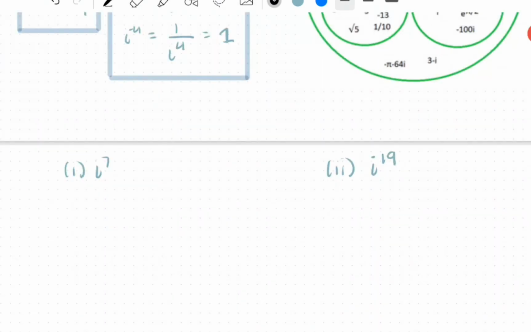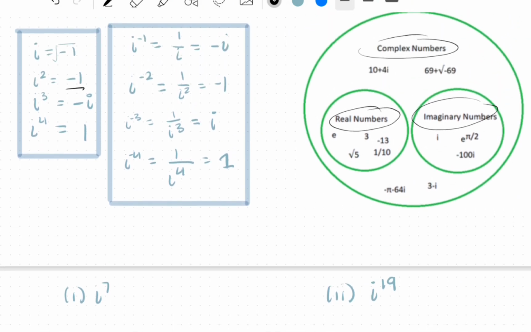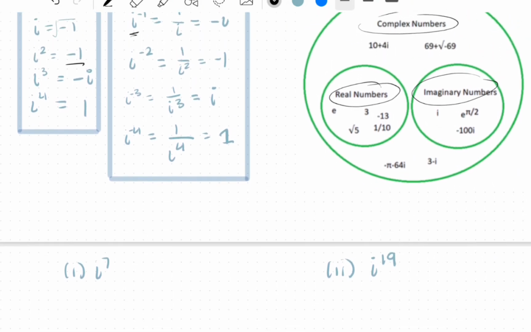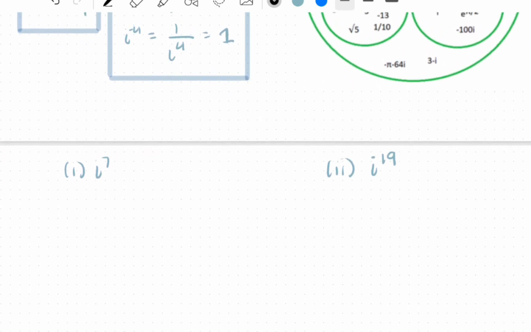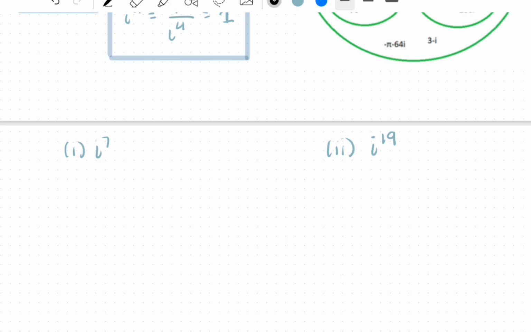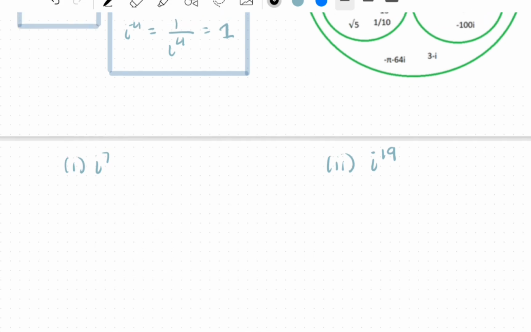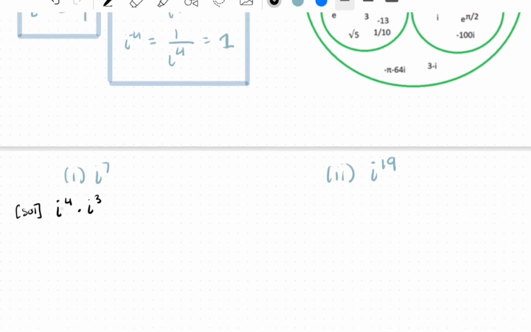Alright, since we now know a little bit about this imaginary number, let's start to solve some problems. The first problem is, what is i to the power of 7? So we know that i to the power of 7 can be rewritten as i to the power of 4 times i to the power of 3. And the reason why I did this is because, as you can see, we have i to the power of 4 and i to the power of 3.